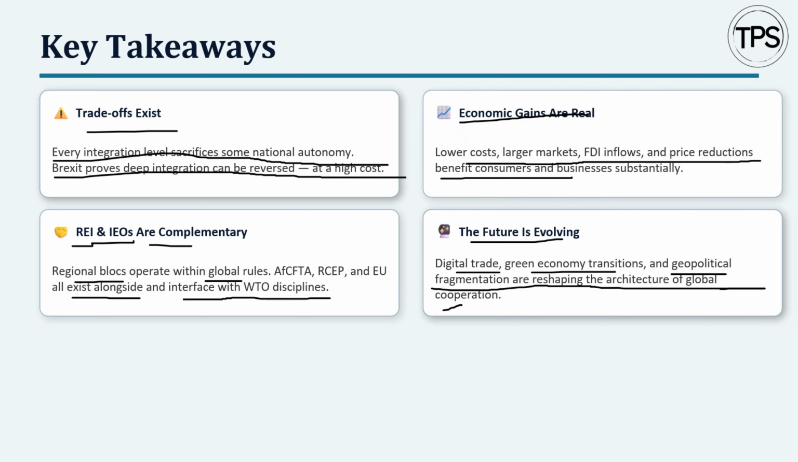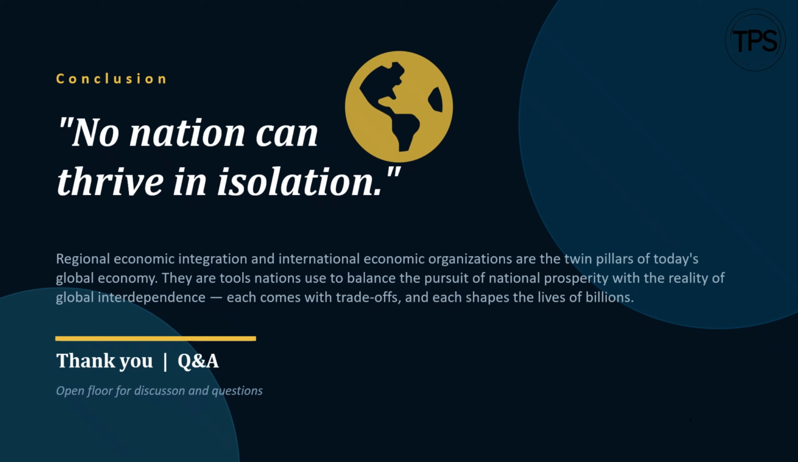The future is evolving, right? Now, no nation can thrive in isolation. This means not a single nation can sustain for long in isolation. It has to go out, make friends, and build communities. Regional economic integration and international economic organizations are the twin pillars of today's global economy. They are tools nations use to balance the pursuit of national prosperity with the reality of global interdependence.